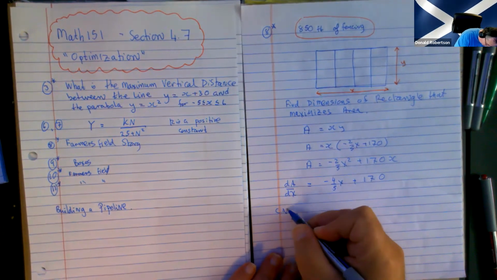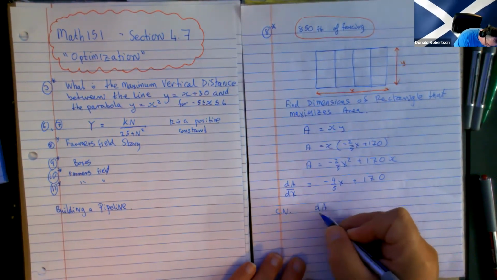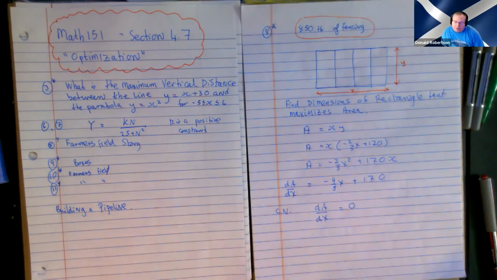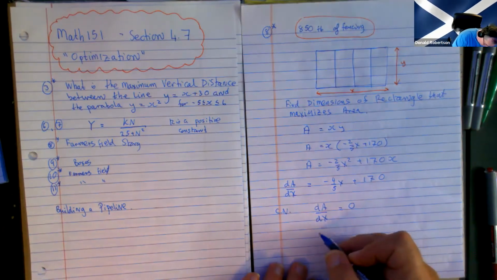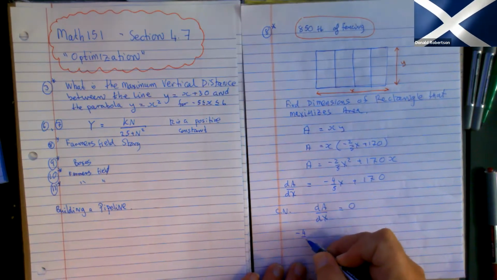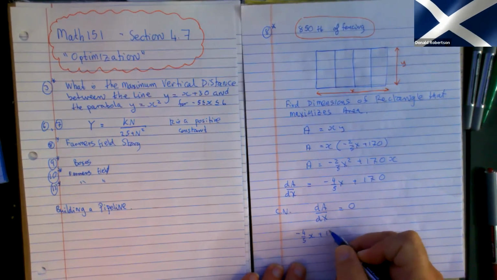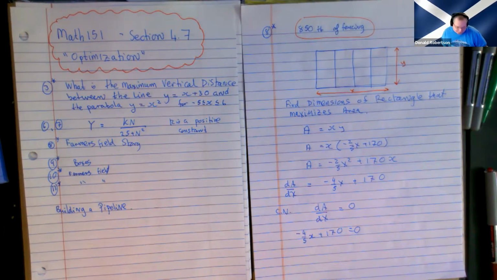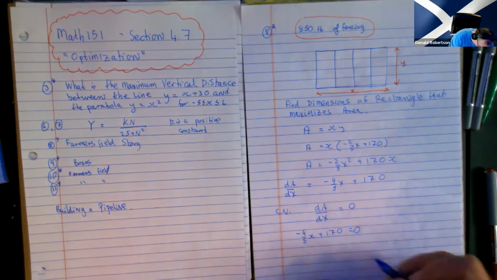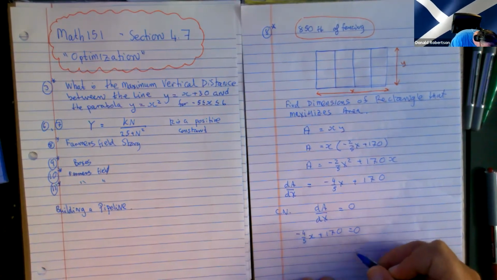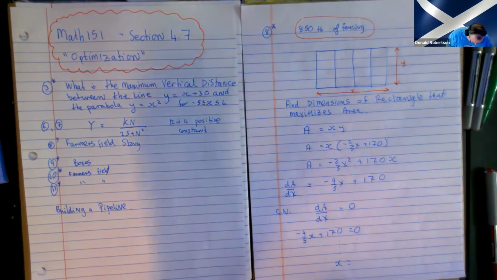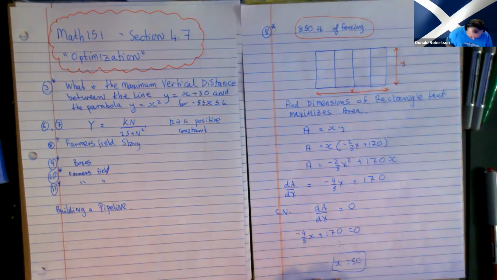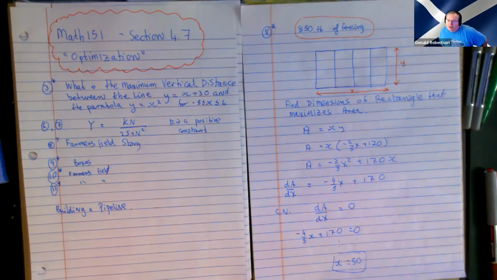And then I need to find the critical numbers, which in this case is the value of X that makes the derivative 0. I do not need to go looking for undefined because there aren't any. And what I'm left with now is an equation to solve. And this is where I'm going to stop. I know this isn't the right answer, but just for argument's sake, let's suppose X was 50.